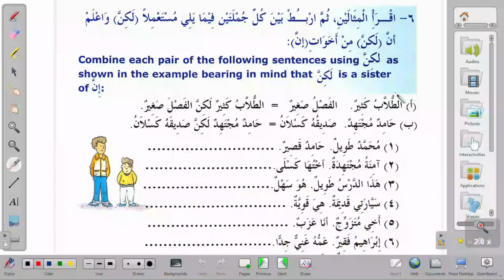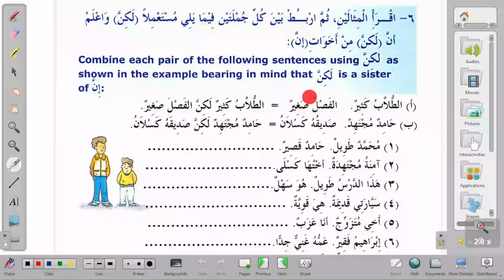So as you can see in the first example, at-tullabu kaseerun, the students are many. Then they have another statement, al-faslu saghirun, the classroom is small. So they want you to join it, to tie the 2 together, musta'milan lakinna, using lakinna. So you are going to join the 2 statements using lakinna, which means but. So at-tullabu kaseerun, the students are many, but, and that but is what we term lakinna, al-faslu saghirun, the classroom is small. I hope that is clear.